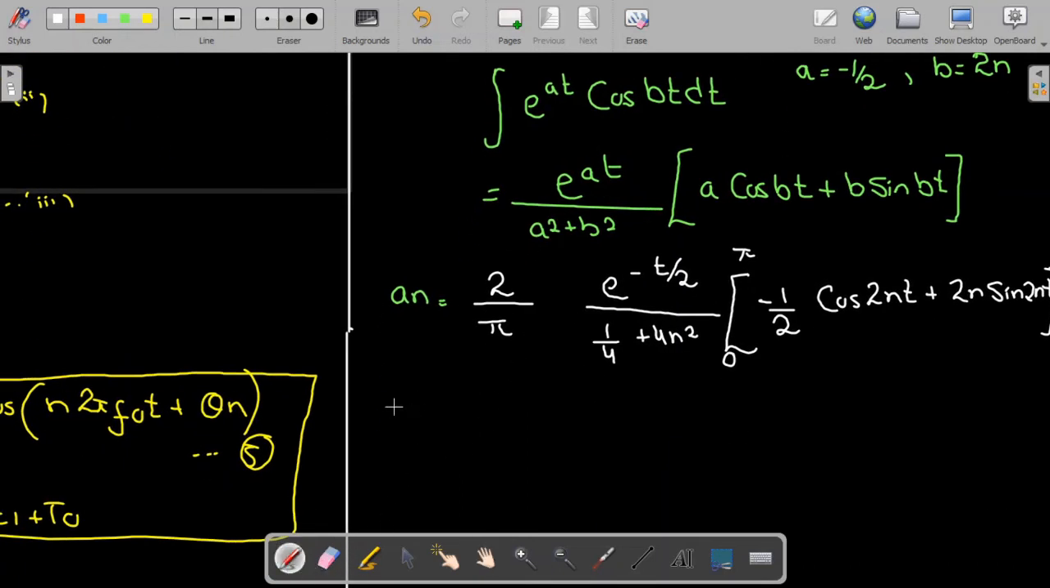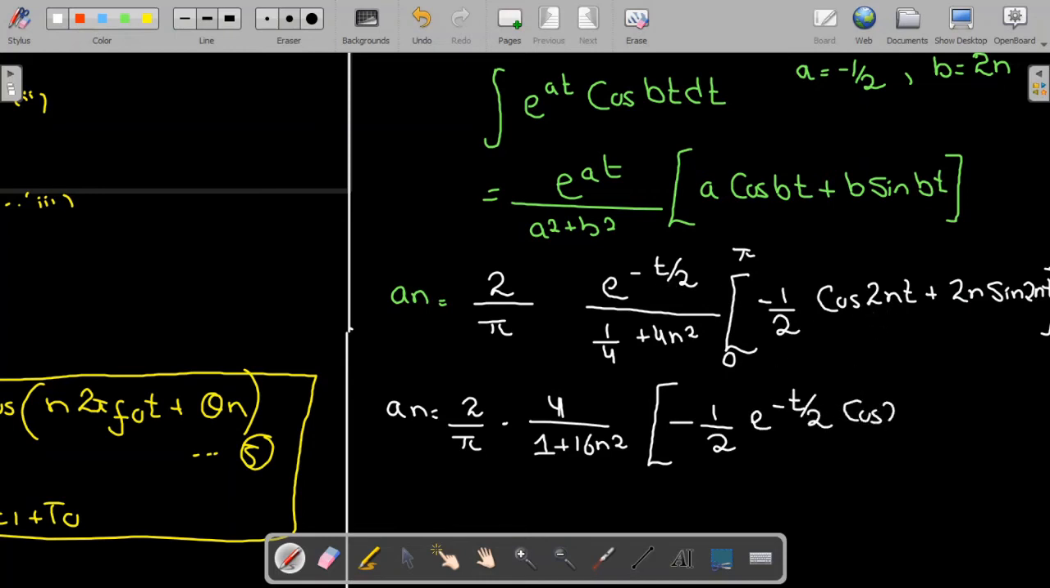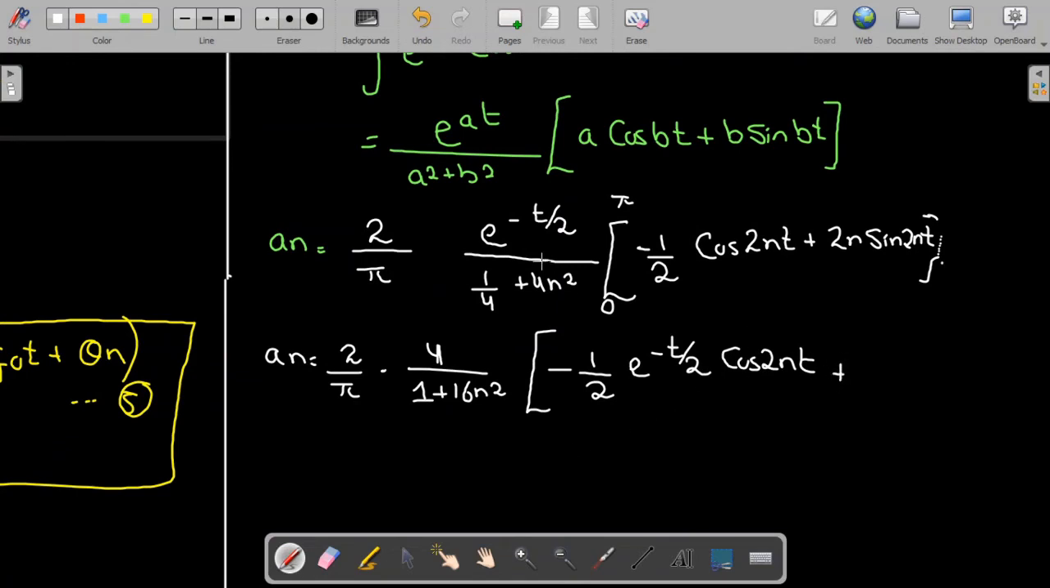So we can write this as an is equal to 2 by pi, and this is going to be equal to, again, 1 plus 16n square divided by 4. So this divided by 4 is going to come here, so this will be 2 by 4, and then we have e power minus t by 2 multiplied by this thing, so this will be minus 1 by 2 e power minus t by 2 multiplied with cos 2nt. So this is one of the terms, and then I have the other term also, which will also be multiplied by e power minus t by 2, and that will be 2 over here and n over here and sine 2nt, and this is going to vary from pi to 0.